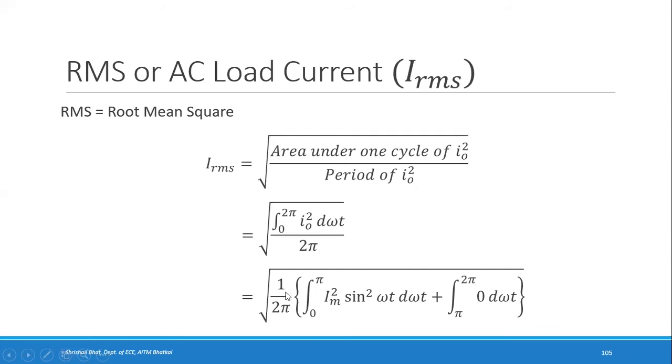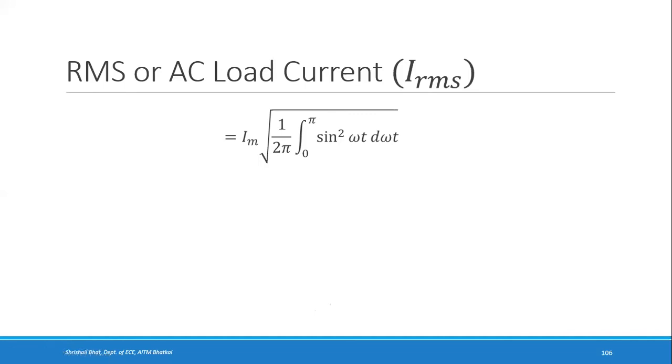And since this is inside the square root, if I bring it outside, Im square will become Im. I can keep that Im outside. And what remains is integration of 1 by 2 pi into integration of sine square omega t d omega t.